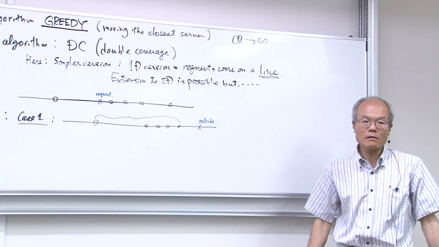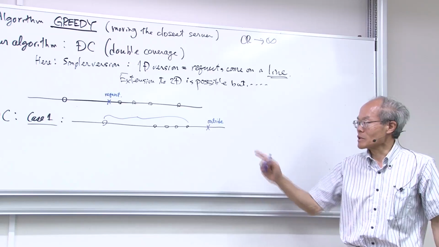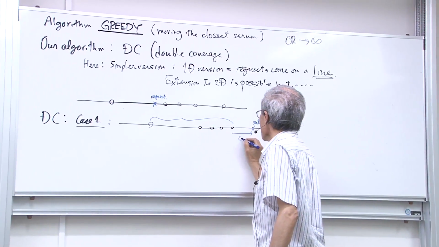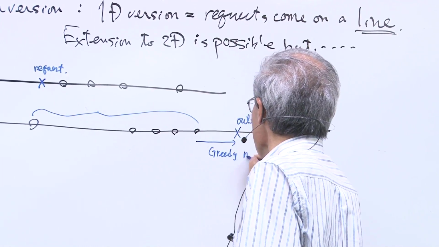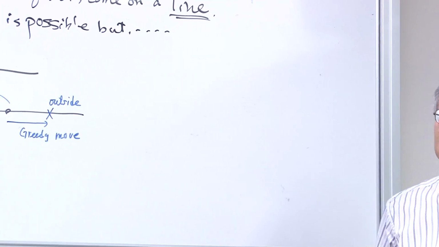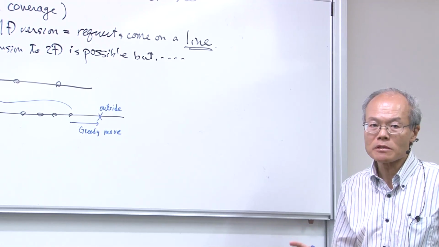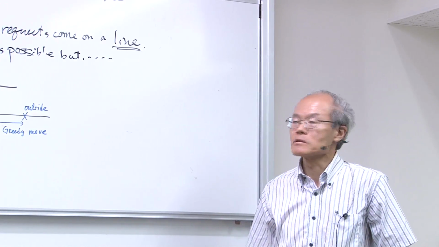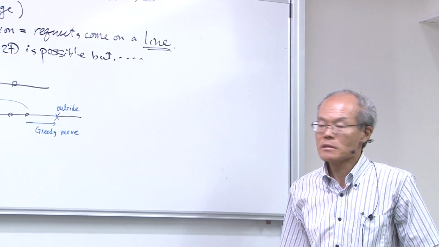Okay, outside. Then the DC moves the closest server. It's greedy. Greedy move. Okay, the first case is if the request comes outside the server region, then just move the closest server. Just move the closest server. This is one case.